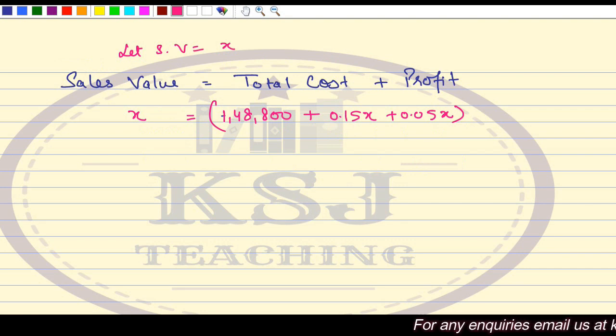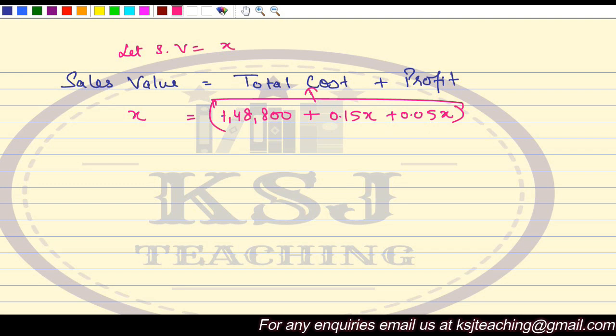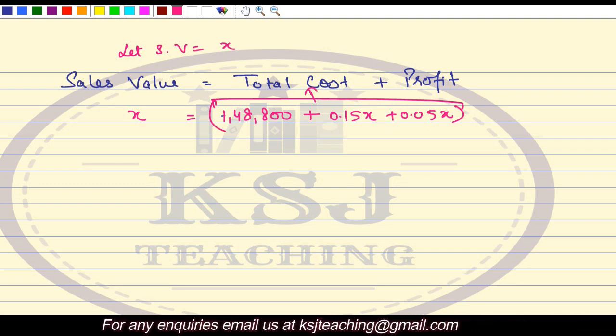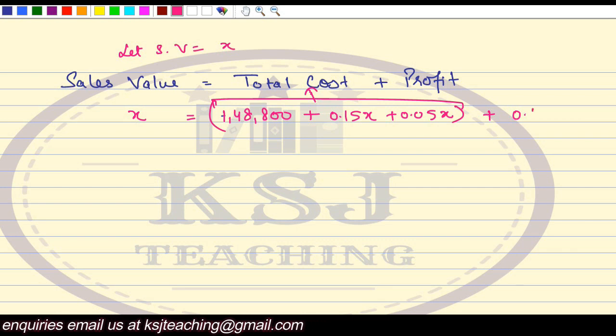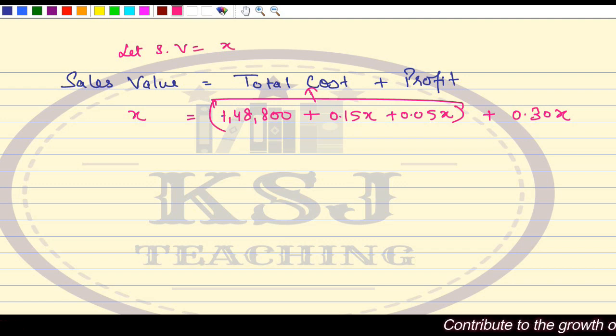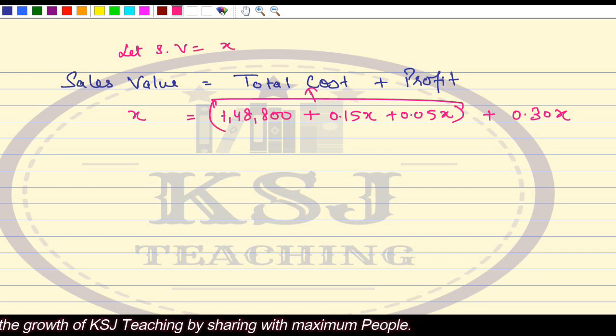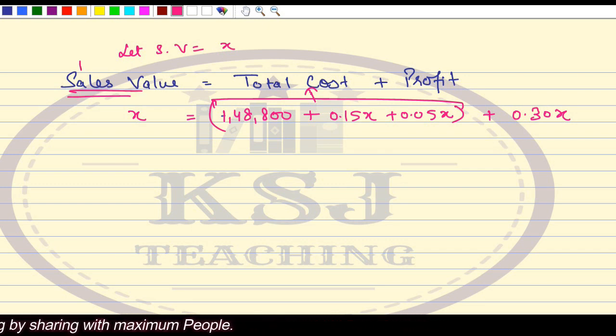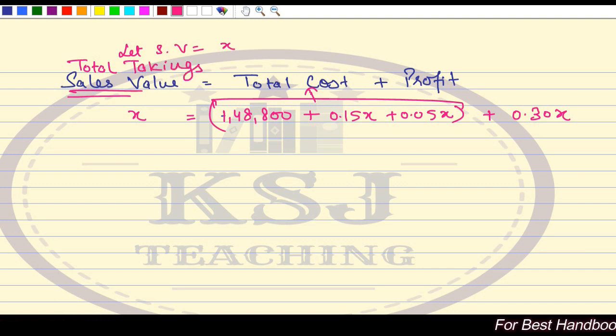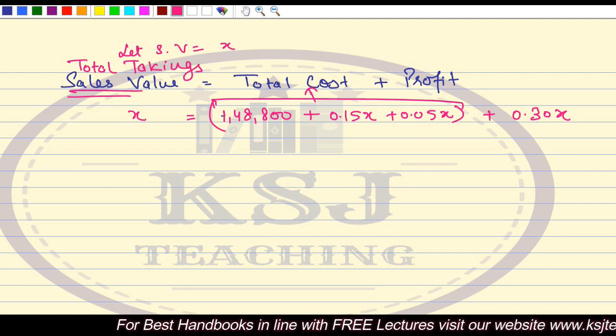So this is my total cost only. Nothing about the profit. Sir, what about the profit then? Add profit, that is 0.30x. Now the whole equation is in terms of X. Can you solve this equation and find out the value of X? That X will be your total sales value, or in case of transport, we call it total takings, right? Total takings is equal to total cost plus profit.